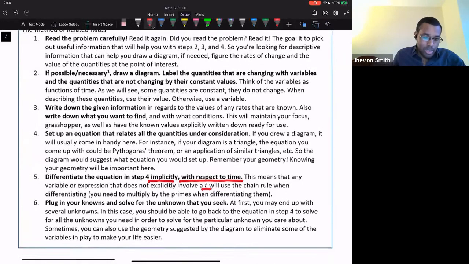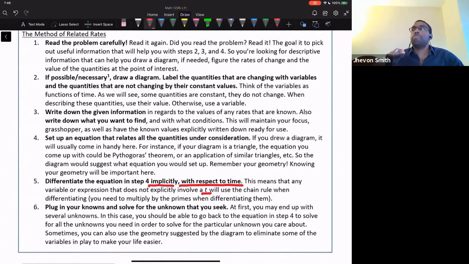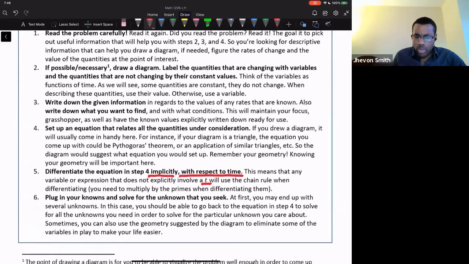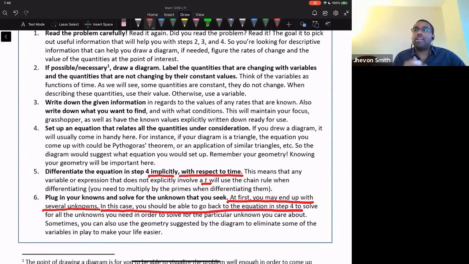After that, you're going to get to step 6, which is where you're finally going to wrap things up and solve the problem. You're going to plug in your knowns and solve for the unknown, and there is a hiccup that could happen. There are times when you may have several unknowns. In that case, you should panic. No, you shouldn't panic. In that case, you want to go back to the equation in step 4 and use that equation to figure stuff out, right? So the diagram will help you come up with that equation, and that equation will help you find anything you need to find that wasn't given, okay?